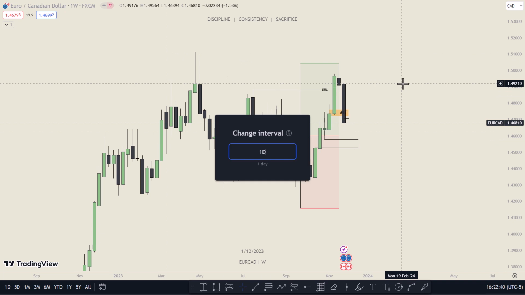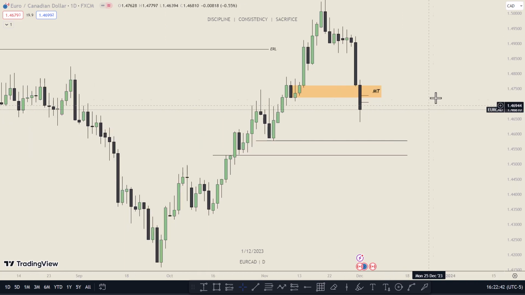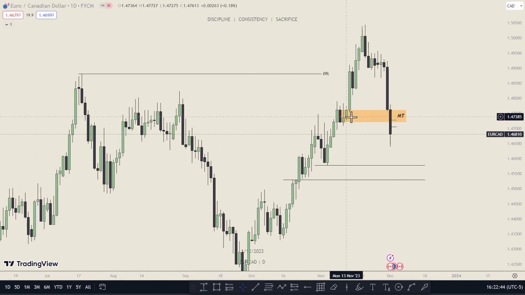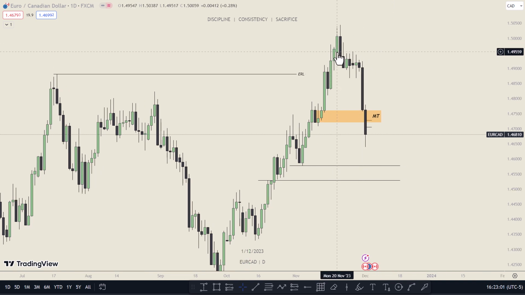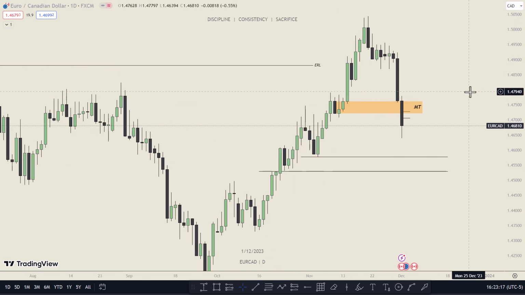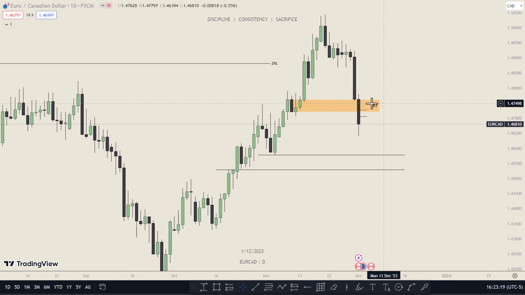If we go to the daily, all right, on the daily, we have this mitigation block. This is not a breaker block. This is a mitigation block. This is also a mitigation block, all right? So bullish PD arrays on the buy program, once we reverse and turn into a sell program, now they will offer resistance, and they are called mitigation blocks. So we have this mitigation block on the daily, right?